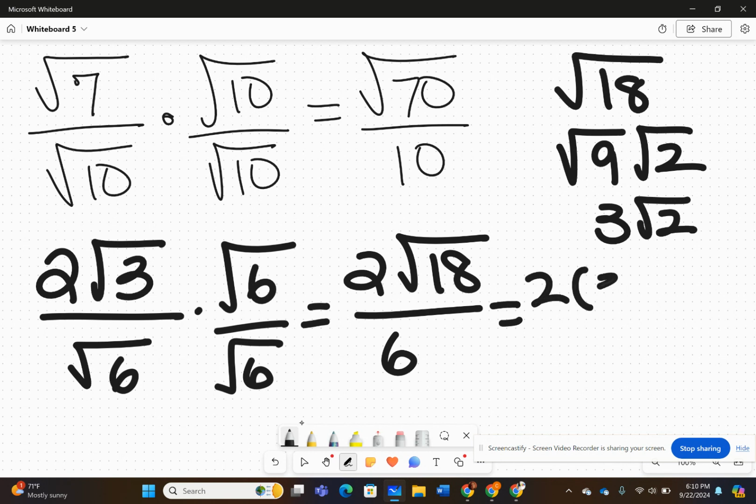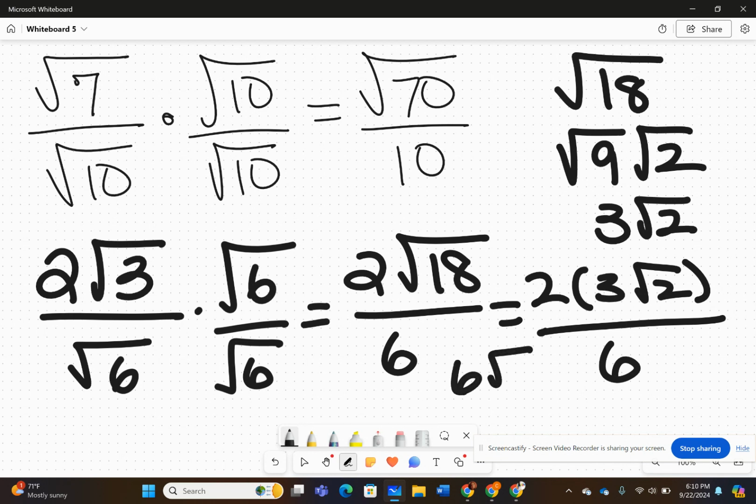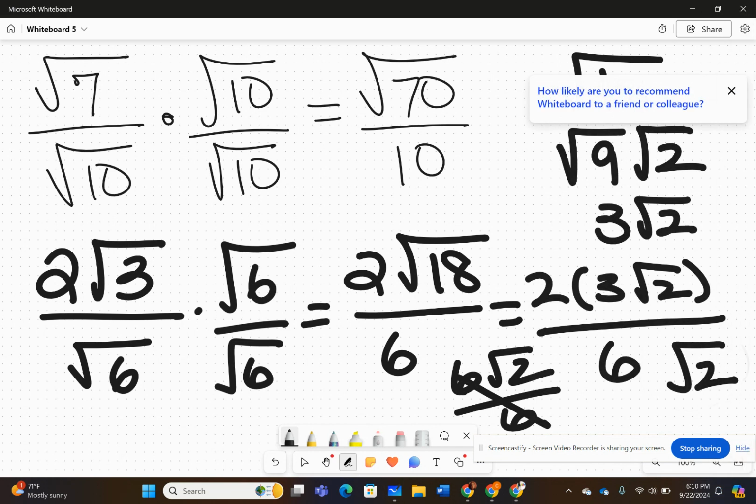So I have 2 times 3 radical 2 over 6. 2 times 3 is going to give me 6. So 6 radical 2 over 6. Those 6's will cancel, and you're left with radical 2. Just a radical 2. If I could circle it, I would.